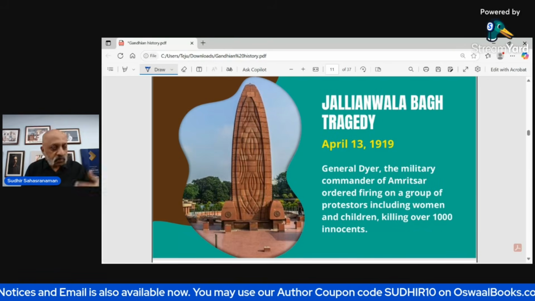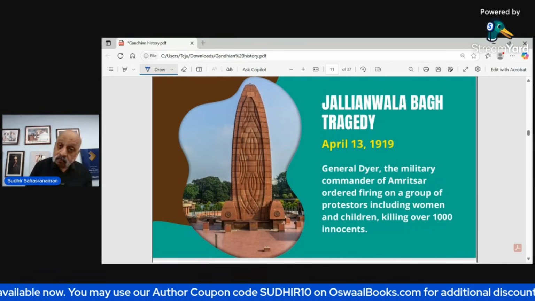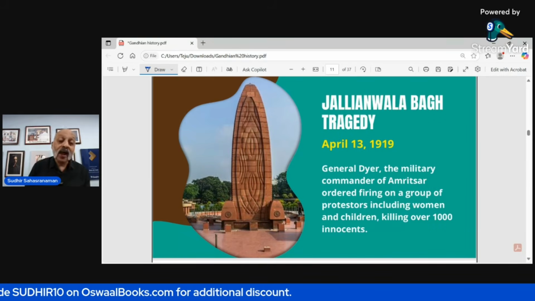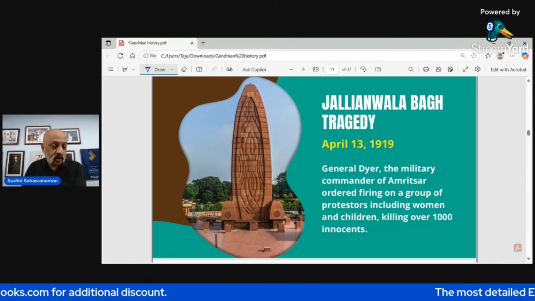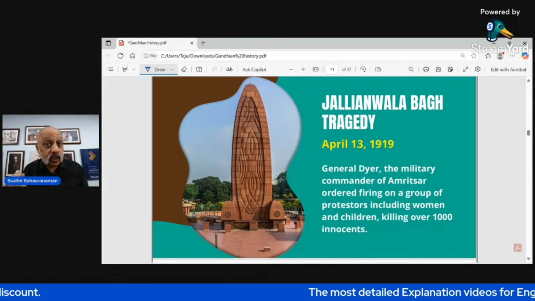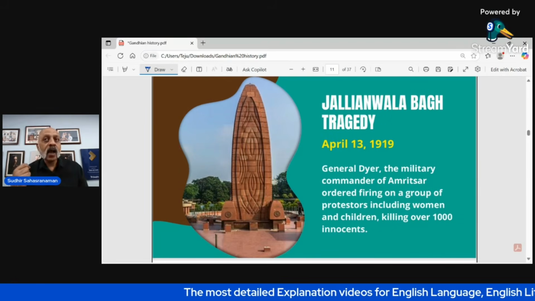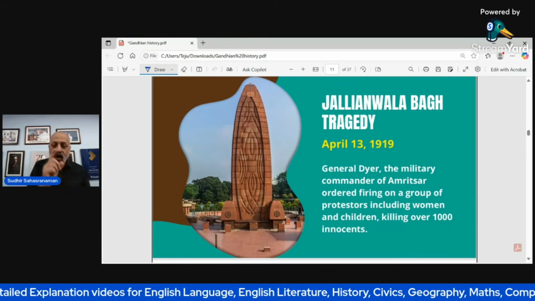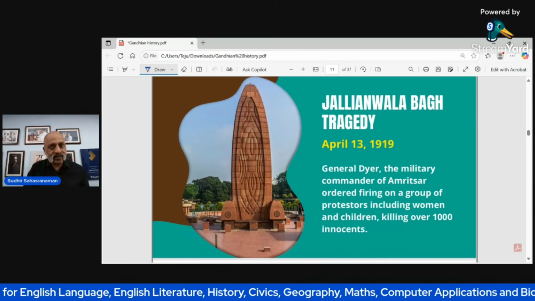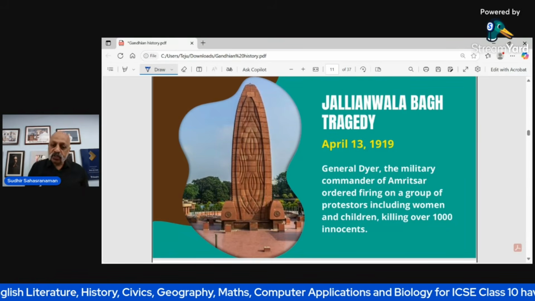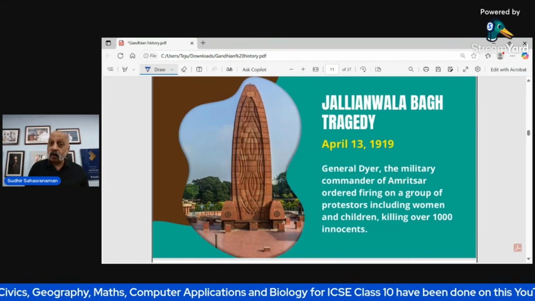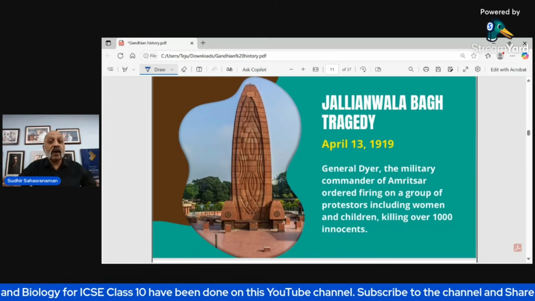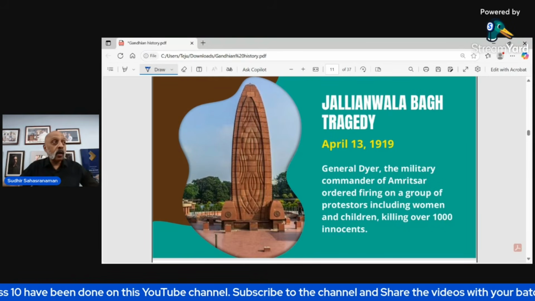A large, peaceful crowd had gathered in Amritsar to protest against the arrest of two individuals, Dr. Saifuddin Kitchlu and Dr. Satyapal. These two gentlemen had been arrested by the British administration. That particular ground, Jallianwala Bagh, had only one entry point, which was also the exit point. So General Dyer, the military commander of Amritsar, entered, blocked the entry and exit, and ordered firing without any kind of provocation.